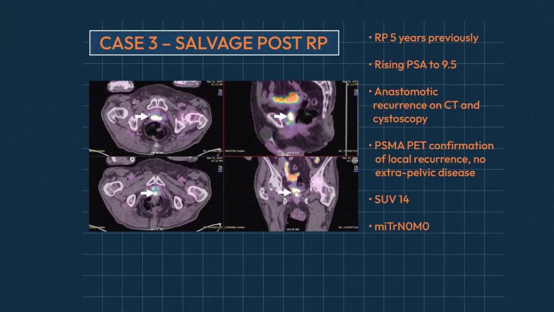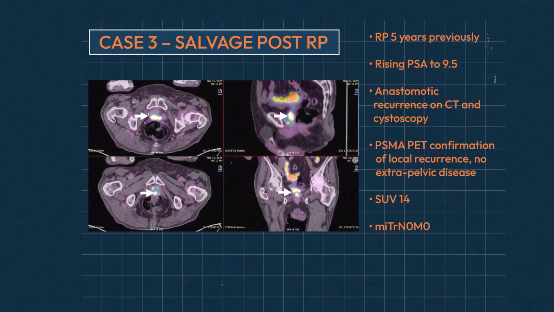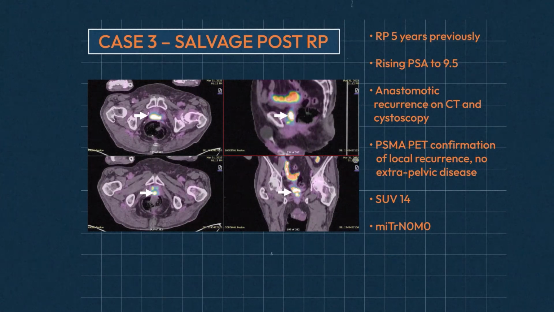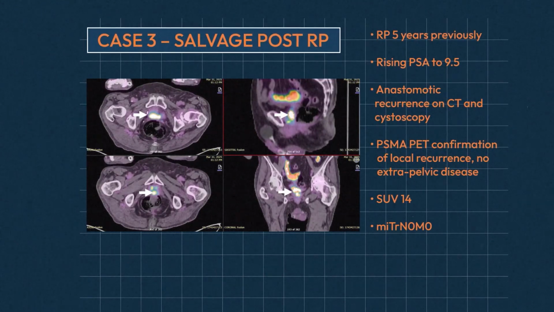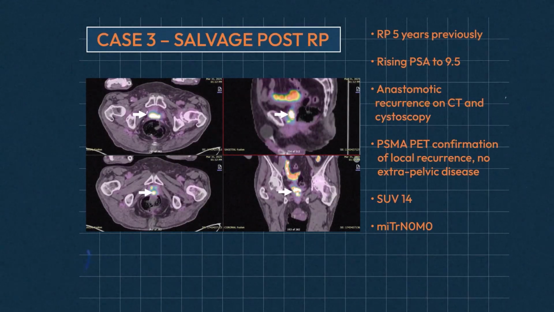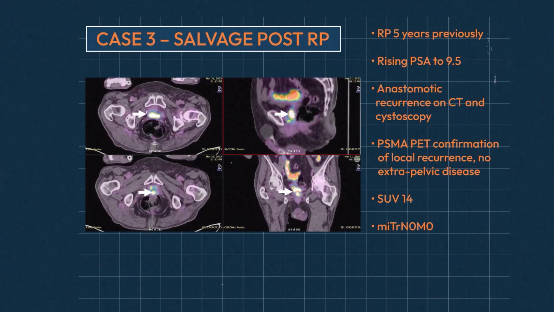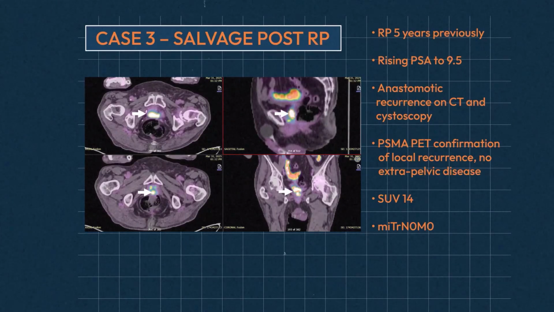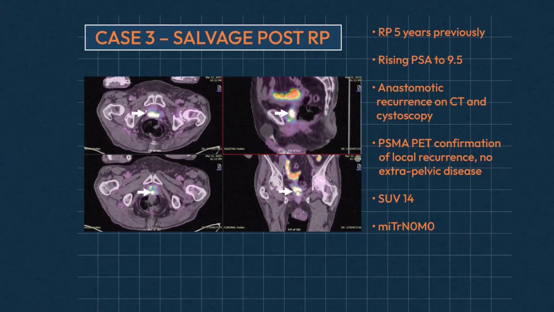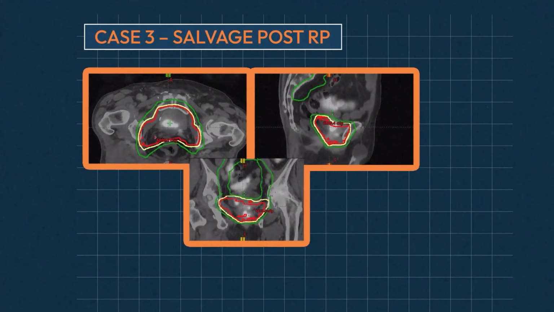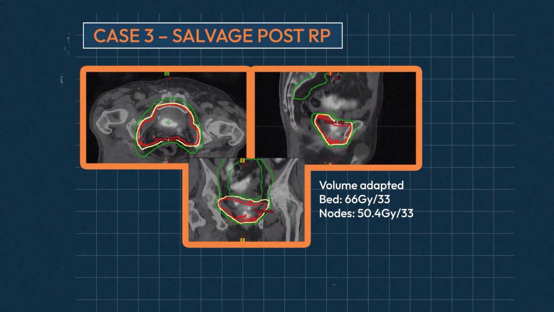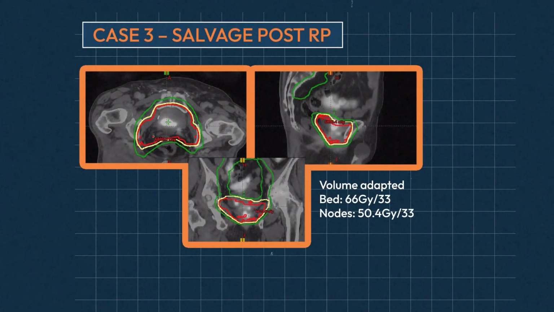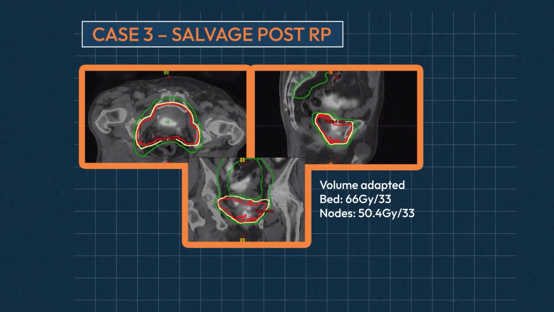So in this case, given it was a post-prostatectomy setting and given the extent of recurrence, we chose not to dose escalate, but the pattern of PSMA uptake certainly allowed us to adapt our volume to make sure that we were covering all the potential sites of recurrence in the prostate bed. And then we treated this to a standard dose of 66 gray in 33 fractions, conventional fractionation, and regional nodal radiation to 50.4 gray in 33 fractions.